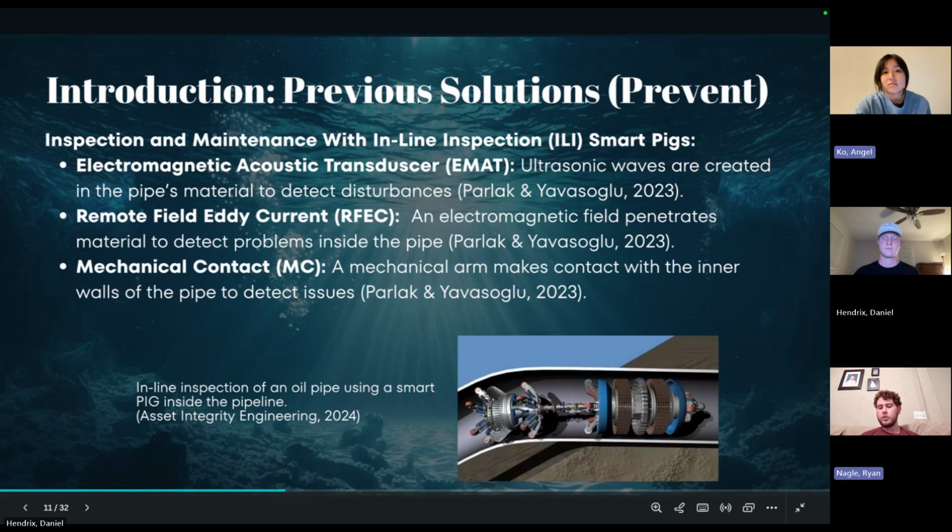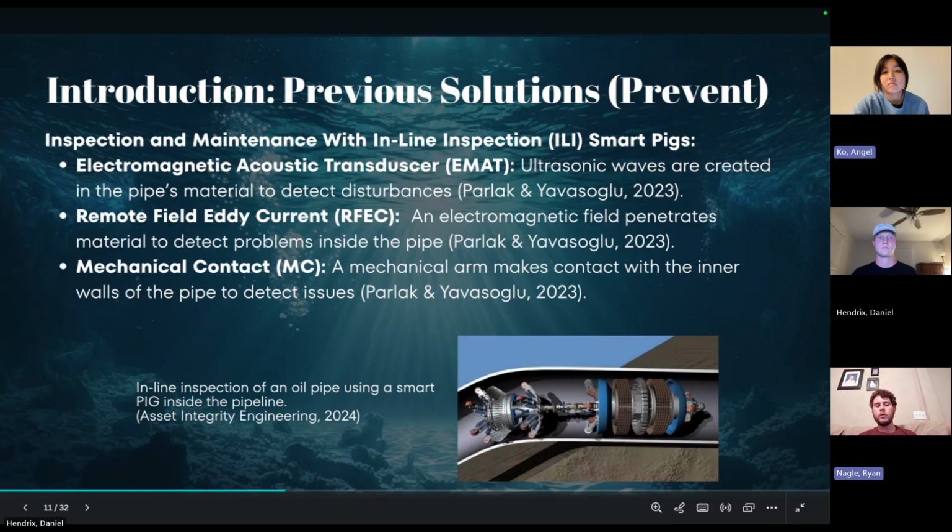Now, those are the responsive solutions. Here are some previous preventative solutions, which, of course, our solution is more of. But some other preventative solutions include the use of ILI smart pig devices. And what an ILI, or inline inspection, smart pig device is, it's a sort of diagnostic device that's deployed into the pipelines of these oil pipes, and it's used to seek out anomalies from within the pipes using various methods.